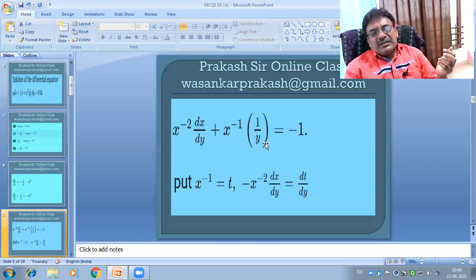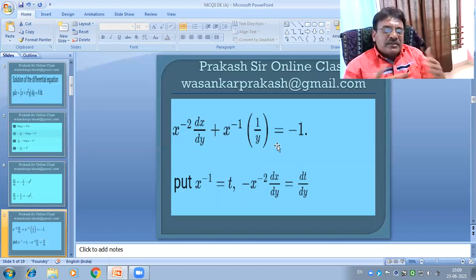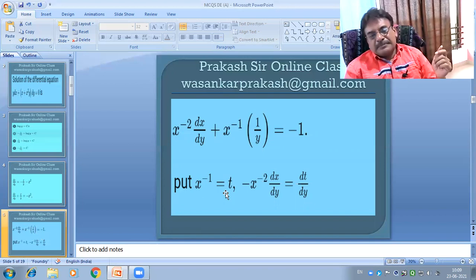And then, for conversion of this differential equation into linear form, we use the substitution method. Put x to the power minus 1 equal to t. Then differentiate both sides with respect to y, because here we find dx by dy.